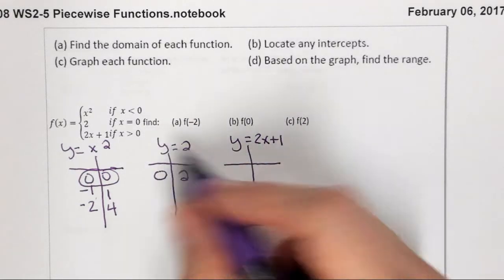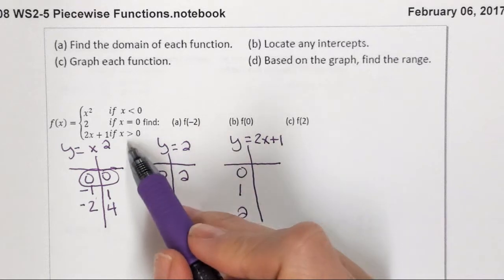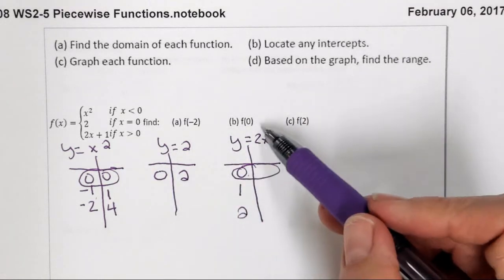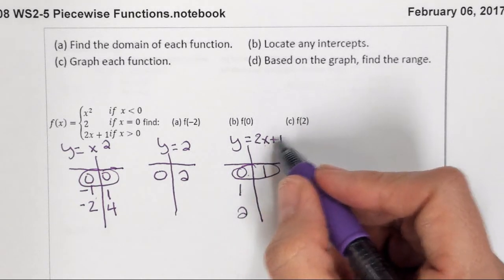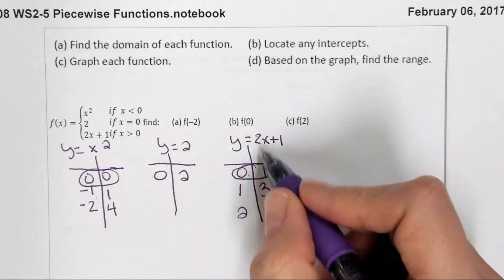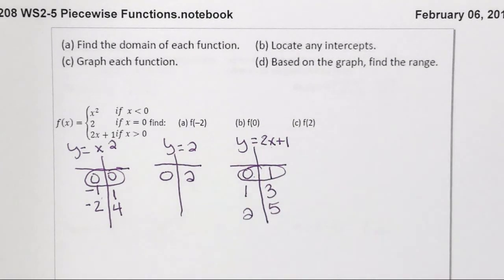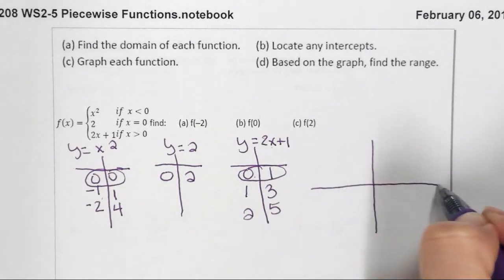The third one, they want me to use numbers bigger than 0. So 0, 1, 2. The 0 again is not included, so there will be a hole. So 2 times 0 is 0 plus 1. 2 times 1 is 2 plus 1 is 3. 2 times 2 is 4 plus 1 is 5. Okay, so now I can go graph it, and then I can answer all the little questions that they want.